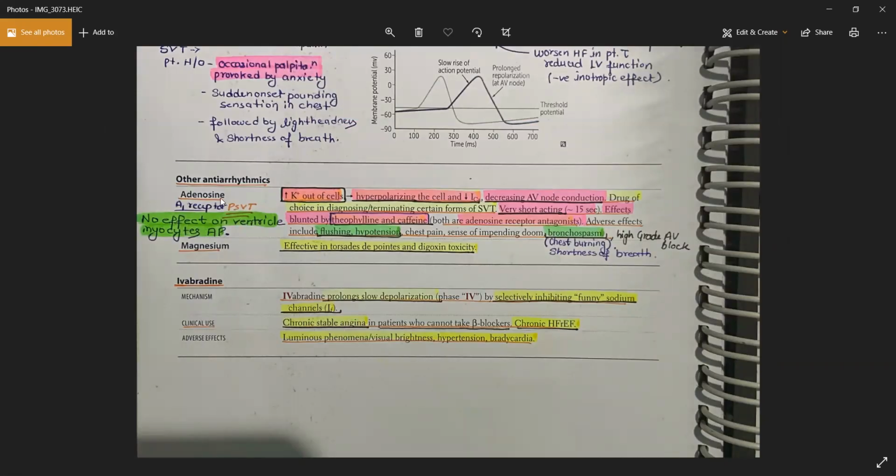Other antiarrhythmics, first is adenosine. We have discussed that previously in the physiology part: it causes the increased outflux of potassium so that hyperpolarization can occur. This point, which is going here for the hyperpolarization, will go all the way down here. So now a longer time will be required to reach back to the threshold potential, right? And as a result, the heart rate is decreased.